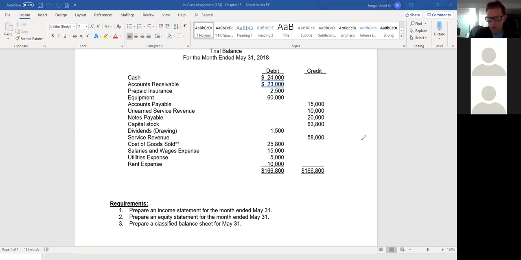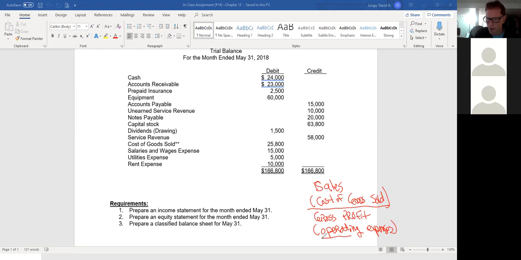As long as you understand this, I'll write it off to the side here: you've got your net sales, and you subtract out your cost of goods sold to get what is called gross profit. Then you subtract out your operating expenses to get your net income. And again, I'll put up the solution in a moment. It's all typed out in a spreadsheet.